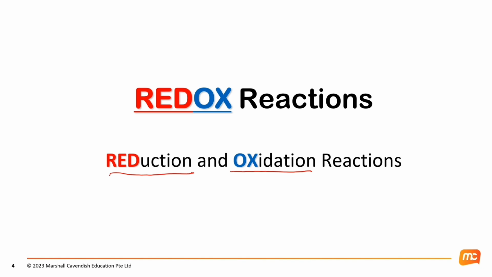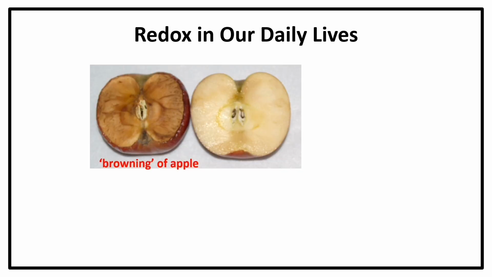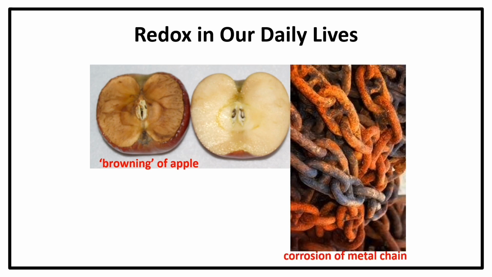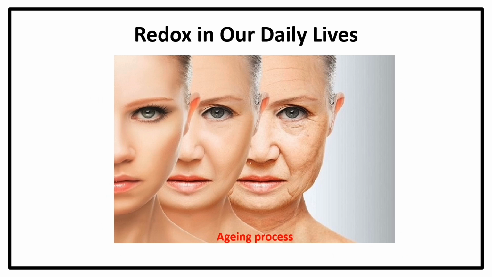In our daily lives, there's actually a lot of examples of redox reactions. One would be the browning of apple. If you have ever cut an apple in half, you'll notice how the apple turns brown after a while, and that is due to the process of oxidation of the chemicals there. Corrosion of metal chains: rusting is a very common thing that happens, and the whole process is a type of redox reaction as well, like rusting of iron. Even for us as humans, the whole process of aging is a type of redox reaction as well, whereby our cells undergo certain chemical reactions as we age.